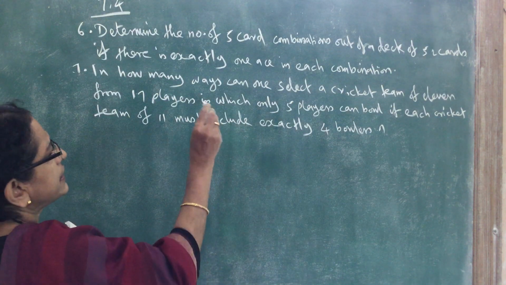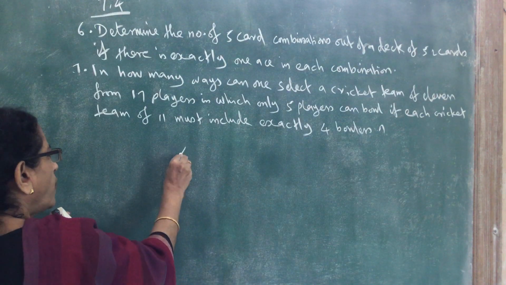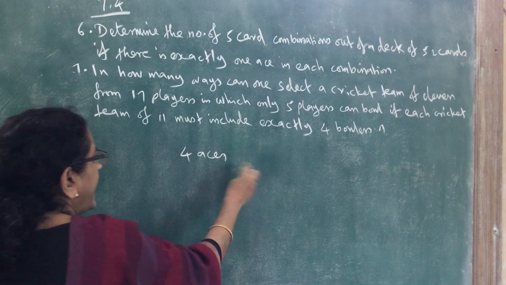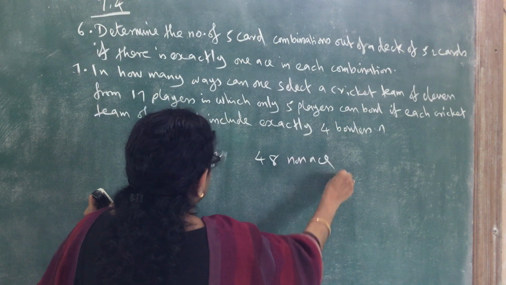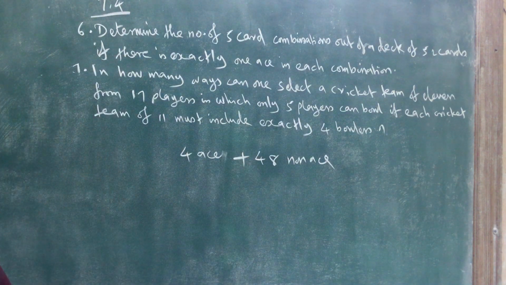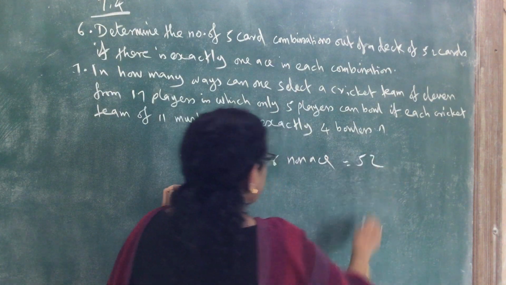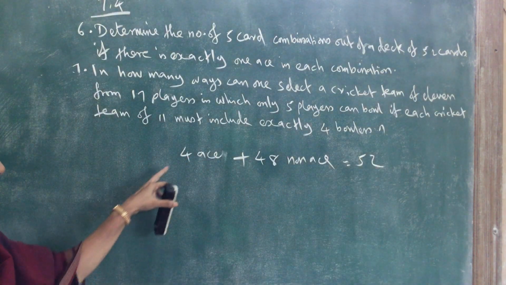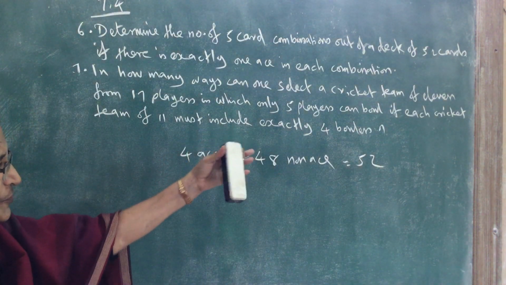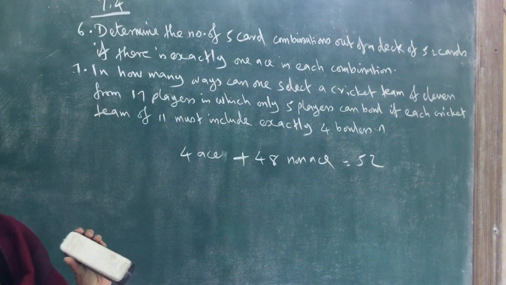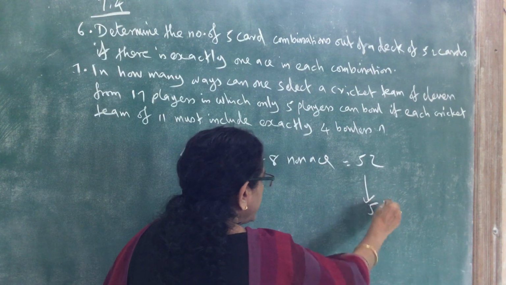So in the deck of cards, a total of 52 cards are there, in which 4 are aces and 48 are non-ace cards. So total there are 52 cards, 4 plus 48. Now from those 52 cards, we have to select 5 cards.